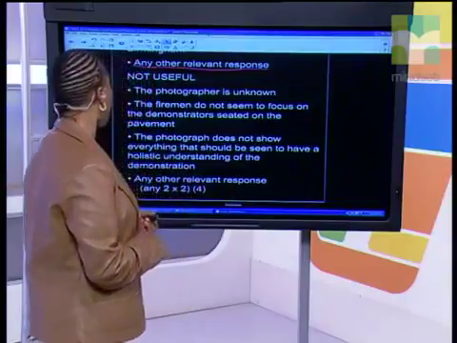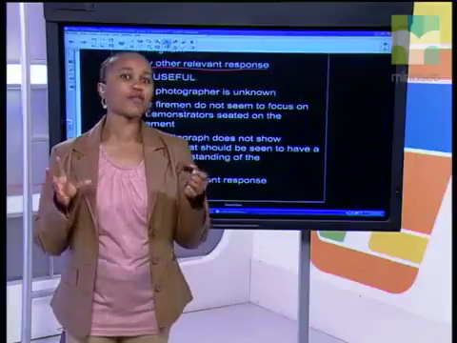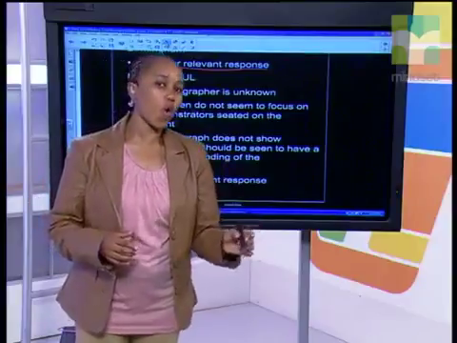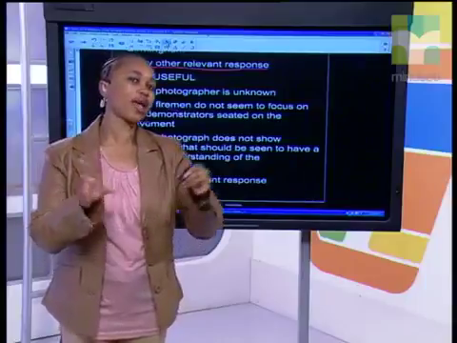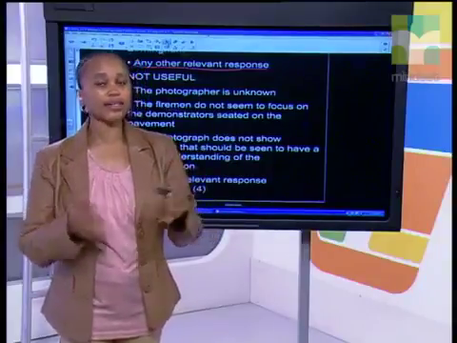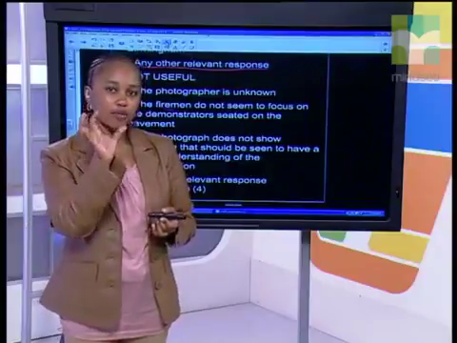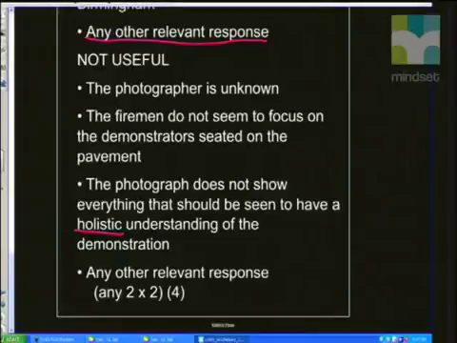And then another one is the photograph does not show everything that should be seen to have a holistic, okay, I'm going to underline holistic because that is important, understanding of the demonstration. Remember I did say to you that photographs by their nature capture the moment. They don't always show you the before and after. If you want to get a full picture of what happened, then sometimes you have to look at a variety of photographs or even compare the photographs to written sources and other sources as well, because the photograph only captures that specific moment. So you can say that no, this source is not useful because it does not give that holistic understanding of the demonstration.